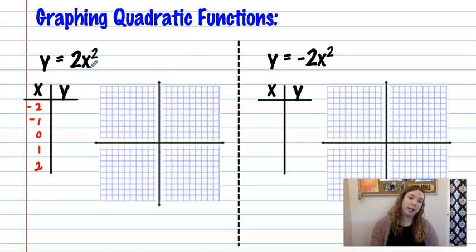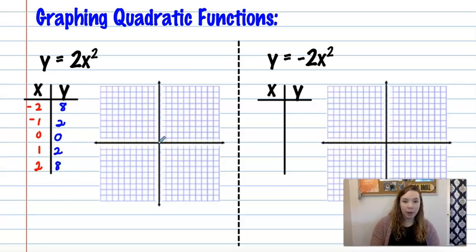So if I plug in a negative 2, squared is 4. 4 times 2 is 8. If I plug in a negative 1, I'll get 2 out. If I plug in 0, I'll get 0 out. If I plug in 1, I'll get 2. And if I plug in 2, I'll get 8.